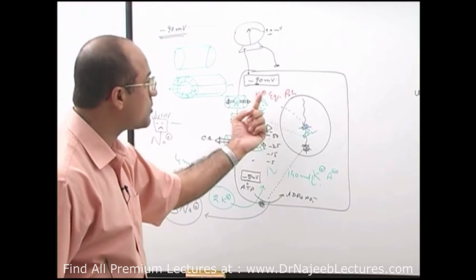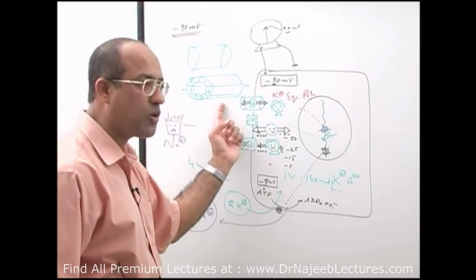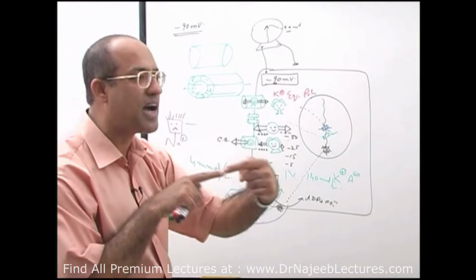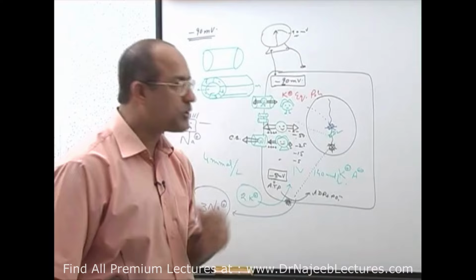oppose the concentration gradient. And that is the moment when, in spite of the fact that the membrane is permeable to potassium, the concentration gradient for potassium outward and the electrical gradient inward become absolutely equal, and potassium achieves electrochemical balance or equilibrium. And that potential at which this equilibrium is achieved is called the equilibrium potential for what? Potassium. For potassium.